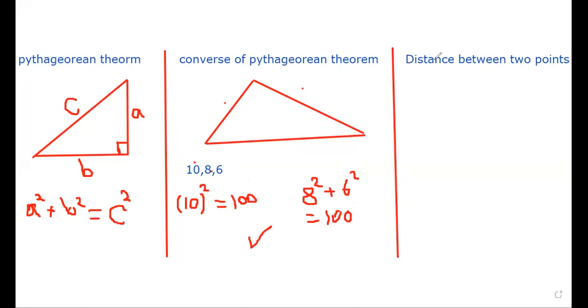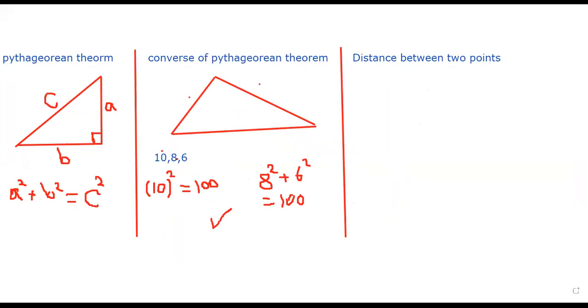The third part which we were talking about is the distance between 2 points. And we said we can use the Pythagorean theorem. How will we use it? Yes, Miss, I have a question. Yes, Honey. How do we know in the converse of the Pythagorean theorem which one of these sides is the hypotenuse? Because one of the sides is similar to the hypotenuse.